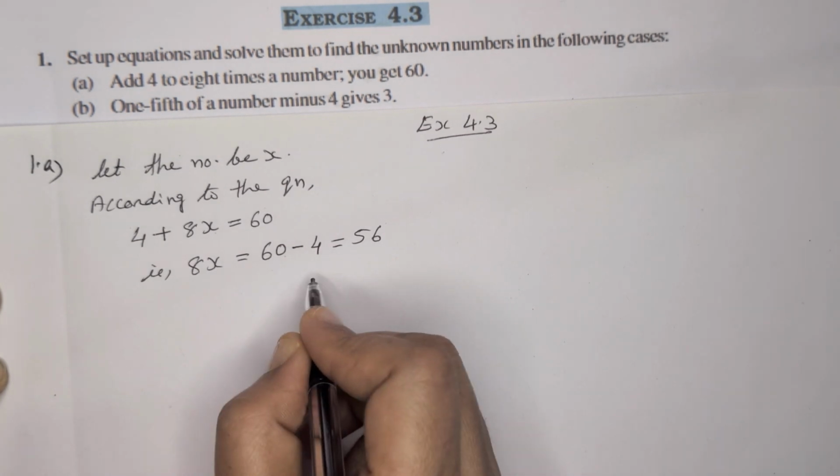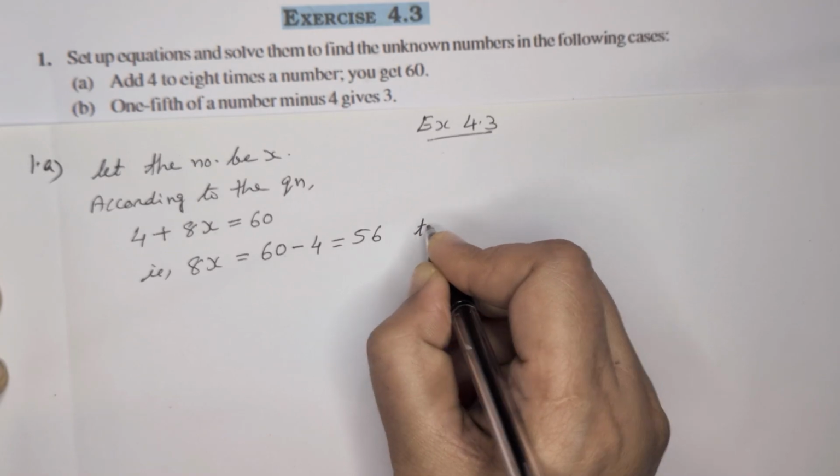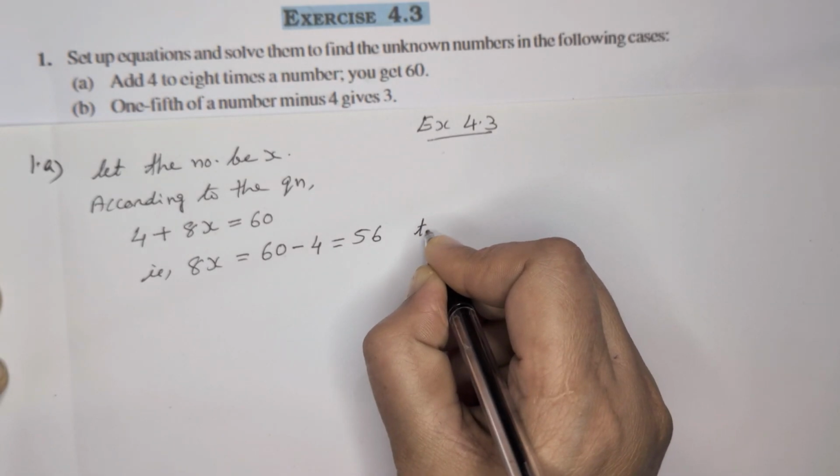Then divide by, here what we did, transpose. Transposing 4 from LHS to right side. Transpose means moving.